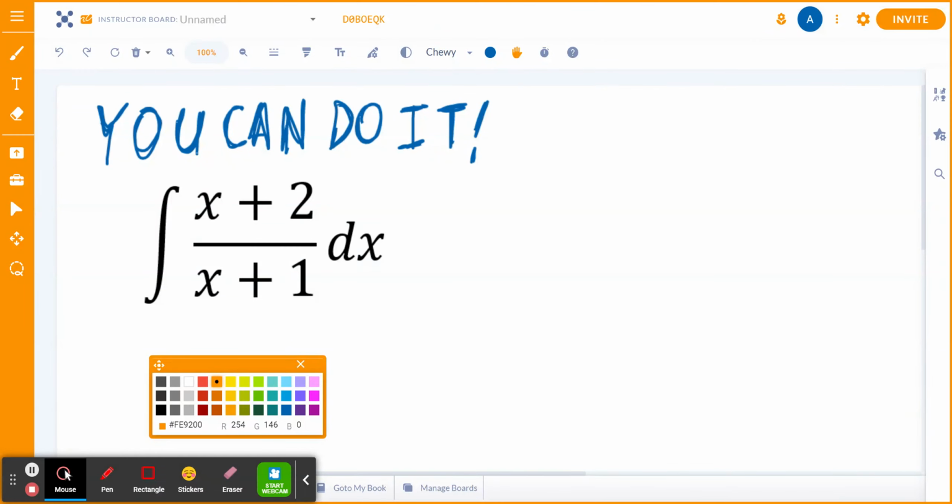Hi everyone, let's take a look at the following example. Find the antiderivative, or the integration, of (x + 2) divided by (x + 1) with respect to x.